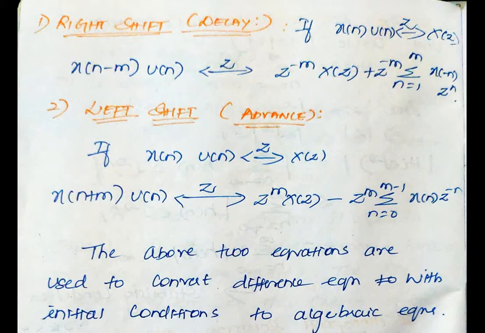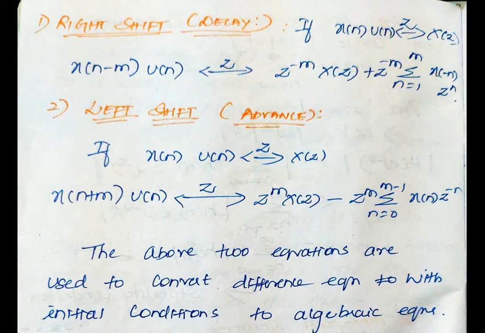Now, whenever the initial conditions are not given, y of n yields y of z on z transform. If you have y of n minus 1, then on z transform it gives you z power minus 1 y of z. Similarly, y of n plus 1 on z transform will give you z y of z. Y of n plus 2 will give you z square y of z. So these are the terms which we have discussed without initial conditions.